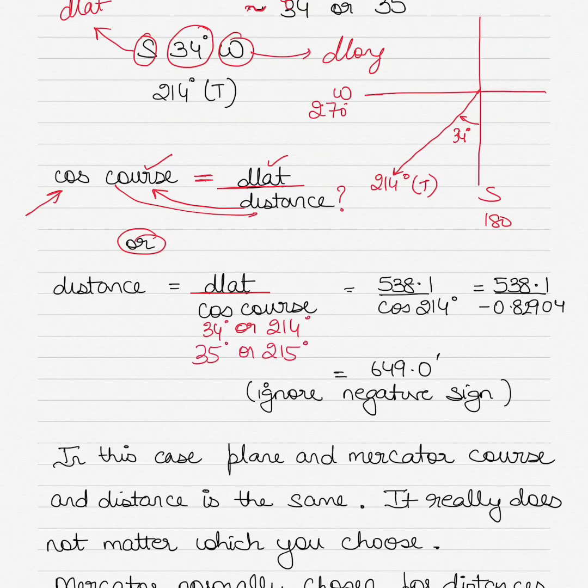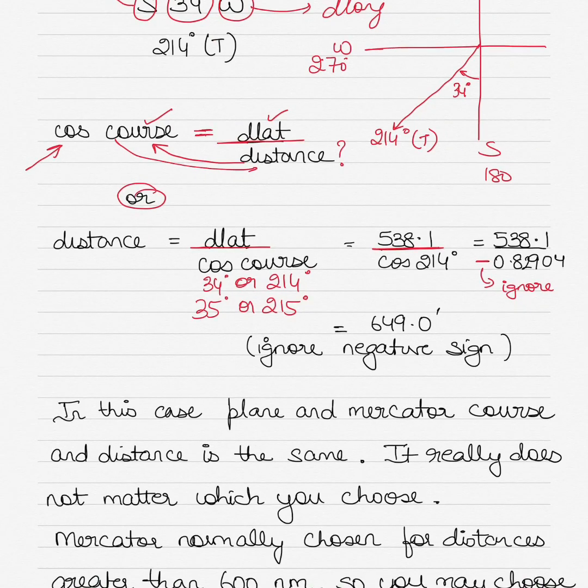You might get a negative value in one case, like you see here. If I use 214, I get a negative value. You can ignore this negative value, only for calculating distances, alright? Not otherwise. Don't ignore negative values otherwise. Only when you're calculating distances or similar things like departure, then you can ignore the negative sign.